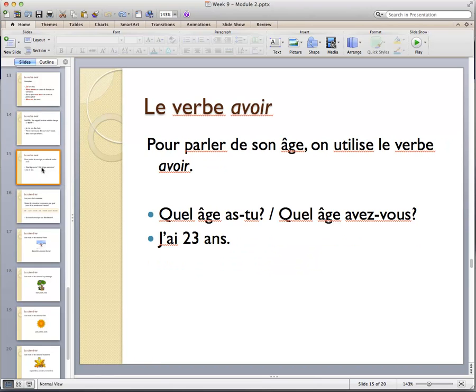The last important point with avoir is that we use it to talk about our age. To ask how old someone is, we say, quel âge as-tu? Or, quel âge avez-vous? Which is, how old are you? When you answer, you say, j'ai, and then the number of years. J'ai 23 ans, or j'ai 19 ans. We don't use the verb être and say I am in French to talk about our age.